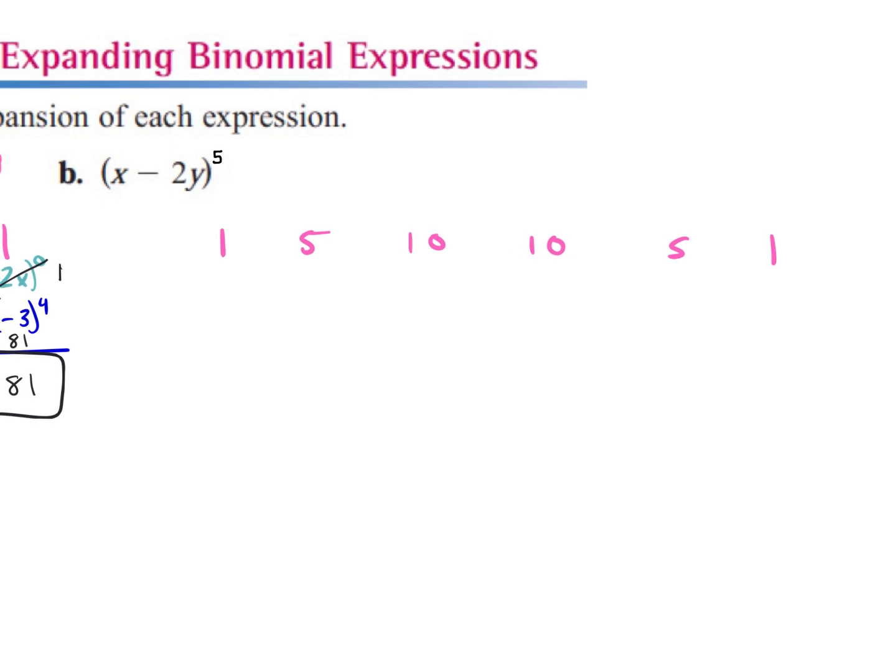What is my first term? X, so it's going to start with x to what power? X to the 5th power. So this is going to be my row of x's. I start with x to the 5th power, and we decrease from there. So x to the 4th power, x to the 3rd, x to the 2nd, x to the 1st, x to the power of 0.